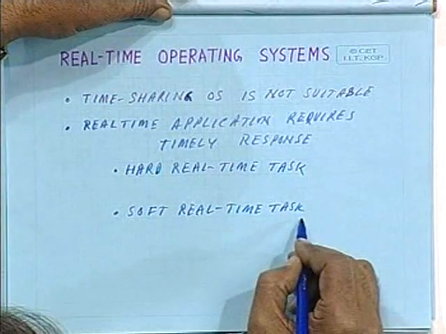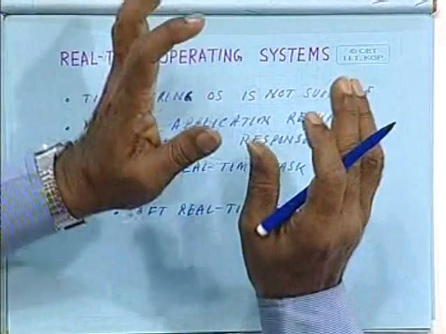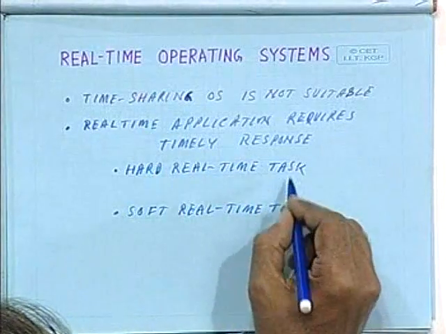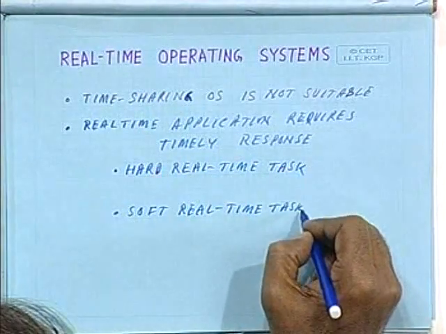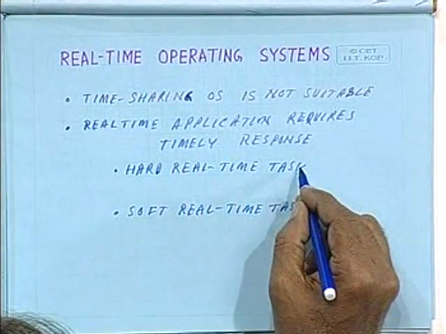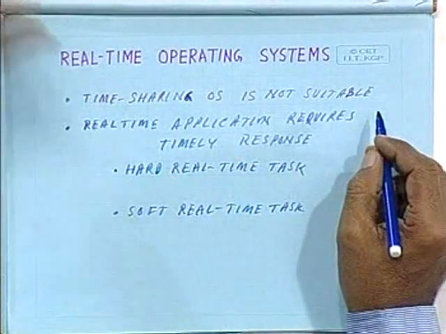In the second case, for some of the tasks it is desirable that they complete within the deadline time, but if the deadline time is not maintained, still it is tolerable. It will not lead to undesirable damage. Maybe some degradation in the value may take place. So, these are the two categories of subtasks to be taken care of by using real time operating systems.